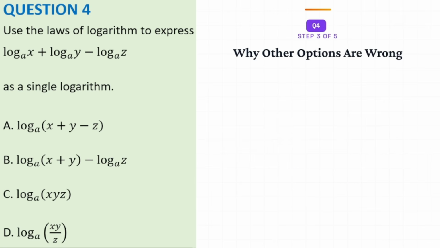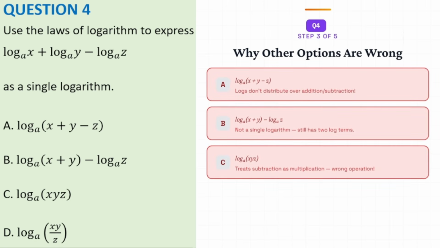Step 3. Why the other options are wrong. Option A, log base of open bracket x plus y minus z close bracket. Logs do not distribute over addition or subtraction. This is a common mistake. Option B, log base of open bracket x plus y close bracket minus log base of z. This is not a single logarithm, it still has two log terms. Option C, log base of xyz. This incorrectly treats the subtraction as multiplication. The minus sign should become division, not multiplication.